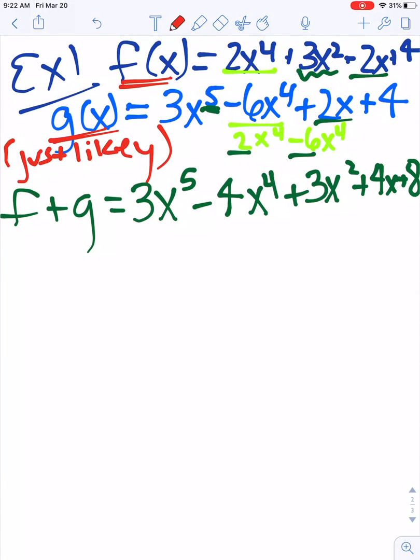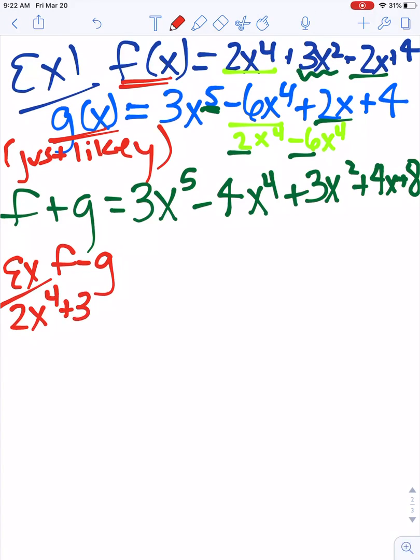Let's go ahead and take a look at what that would look like. Same two functions, but instead we do f minus g, all right? So for this one, when I underline things, I'm going to use reds and pinks and oranges. So if we do f minus g, I always recommend writing this out linearly, so that means horizontally.